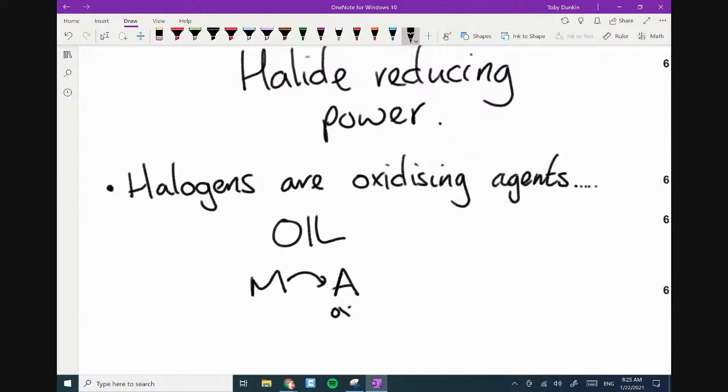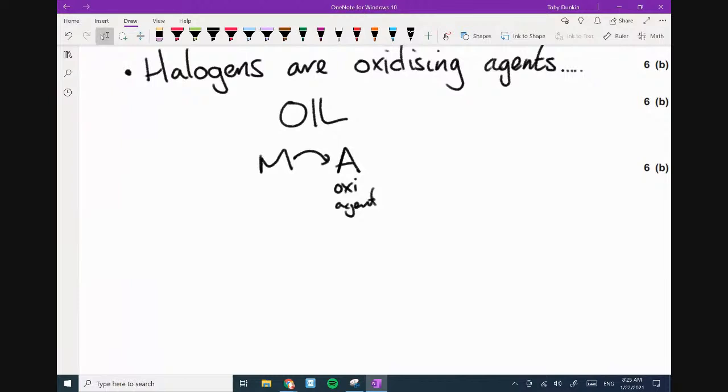If you call it a stupid diagram, I'll kick you out of the class because it's amazing. It's one of the best diagrams I've ever invented. So oxidizing agents gain electrons. Halogens are oxidizing agents. So we can then say fluorine, chlorine, bromine, and iodine. These are now oxidizing agents.